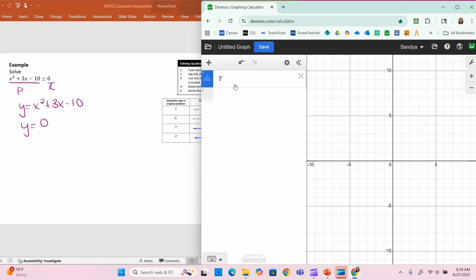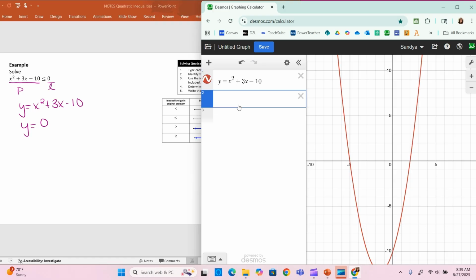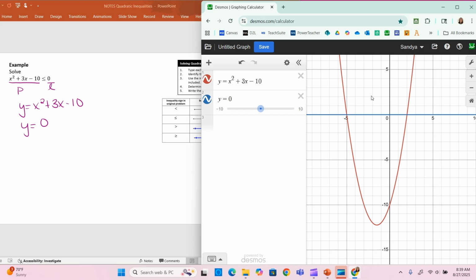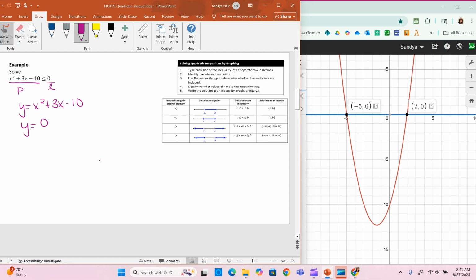So we have y equals x squared plus 3x minus 10. And then in row 2, I'm going to type y equals 0. Okay, so now you can see I have the graphs represented here. And then what I'm going to do is identify the intersection points. Remember, I can do that by just clicking on them in Desmos. And what I'm looking for here is the x values. It's very important to notice the x coordinates of these points because what I'm looking for is the values of x.